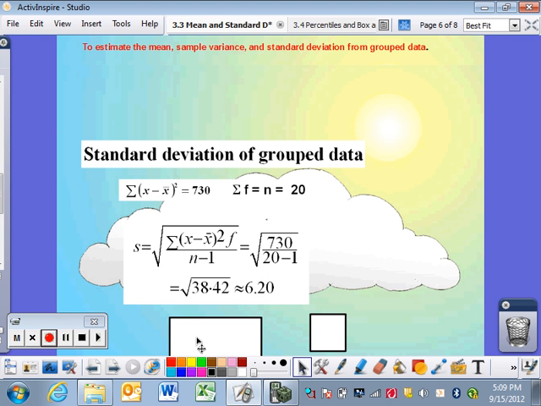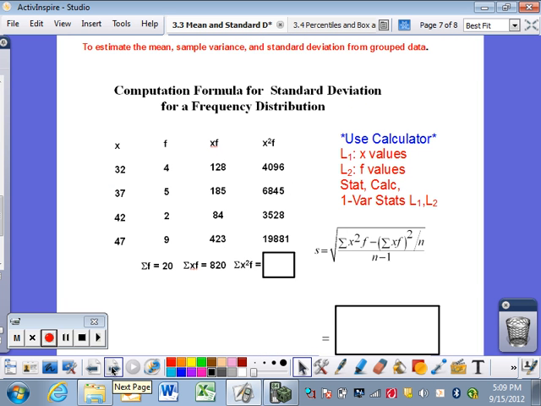Now, there were only 5 categories. It's relatively straightforward. We can do that, but it's not always going to be that simple. So what I want to show you right now is the computational formula. If you look at the computational formula, we basically need 3 pieces of information. We need to find the sum of x squared times the frequency. And then we need to find the sum of x times the frequency and square it, and we need to know what n is. Okay?